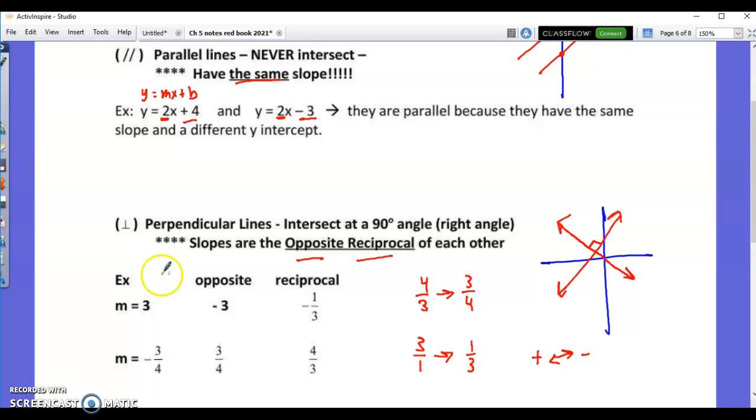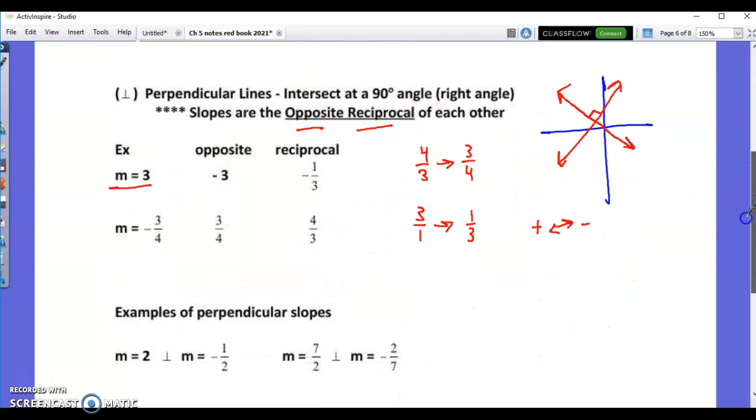All right, so if we are given, let's say this slope is 3. The opposite of 3 is negative 3, and the reciprocal of that would be negative 1/3. Right? So all we have to do is take the opposite of whatever it is and flip it. That's the relationship between the slopes of perpendicular lines. Parallel lines, same. Perpendicular lines, opposite reciprocal. All right?